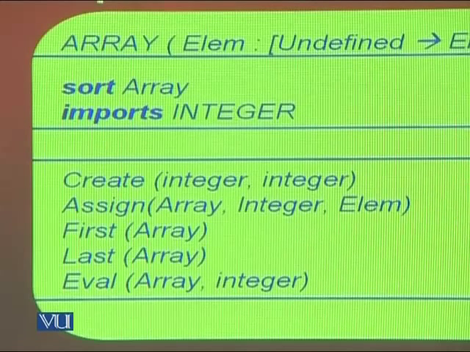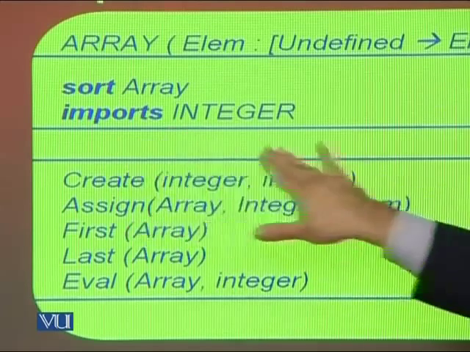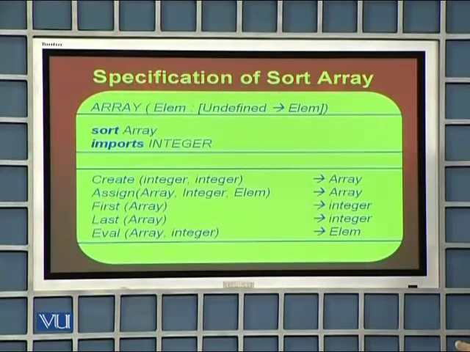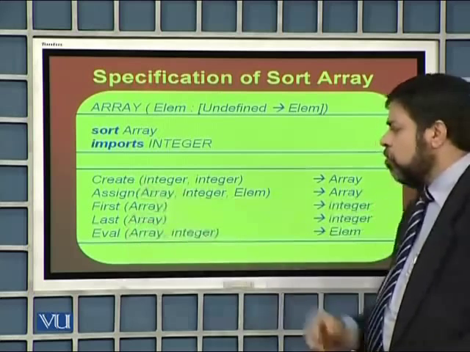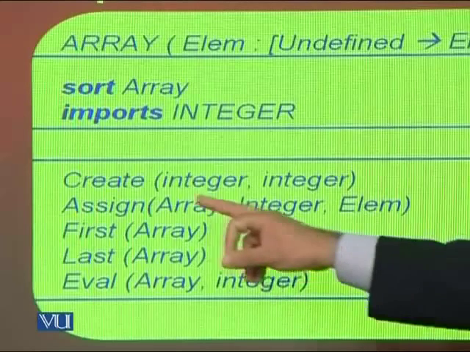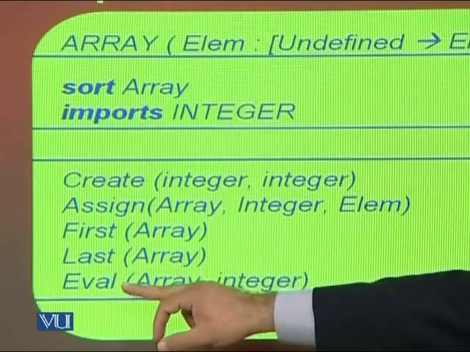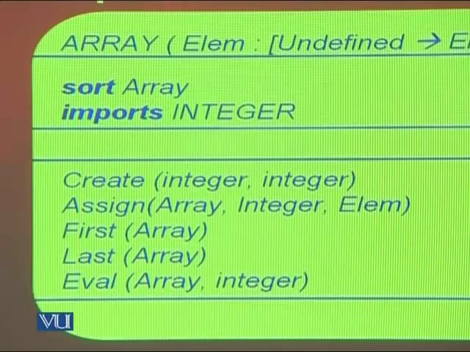The third part, it's not shown here. This would have the informal specification of the operations that are supported by this array. So here we are saying the array is supporting these 5 operations. We have create, we have assign, we have first, we have last, we have eval. So once again, these are generic names, and you can map these to your normal array operations.